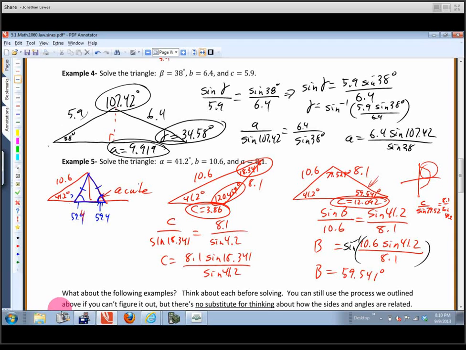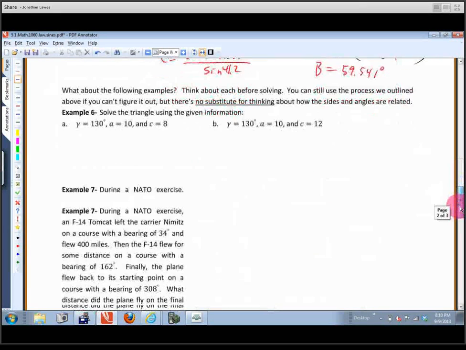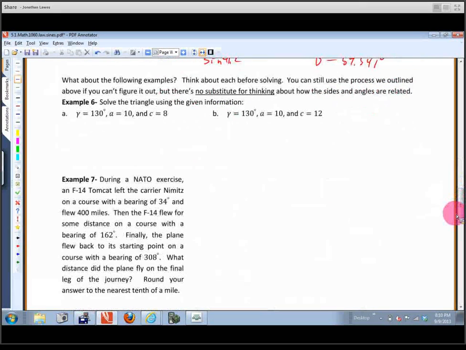And now we'll take a quick look at a couple of other problems here. So there are a few problems where you really need to use your head. They really want you to think. So this is an angle, a side, and then a side across from the angle. So let's set this up, and you'll notice immediately that we run into an issue here. 130 degrees.